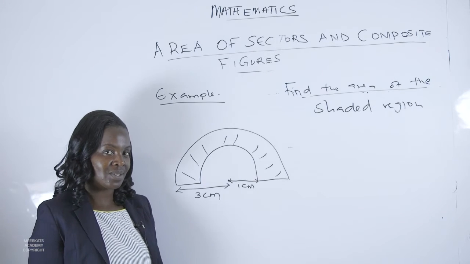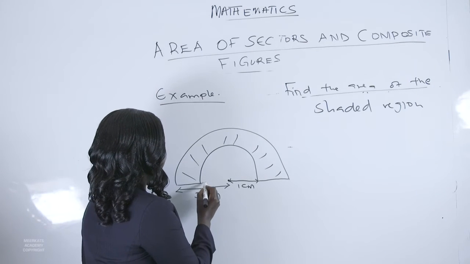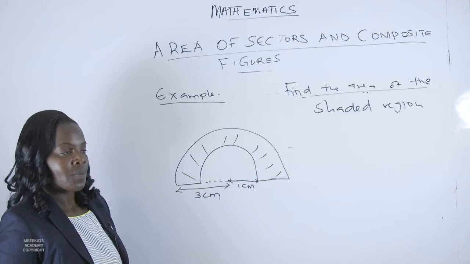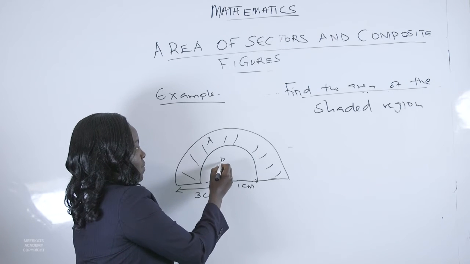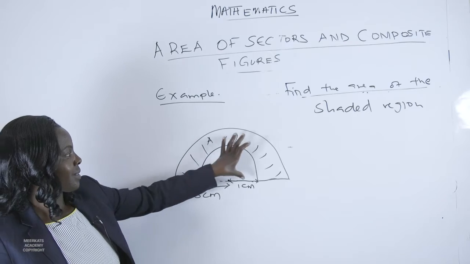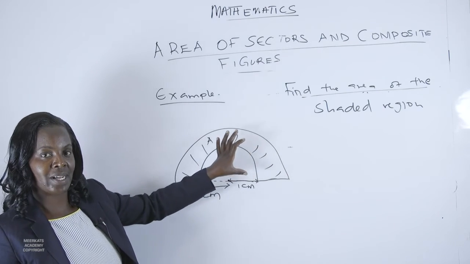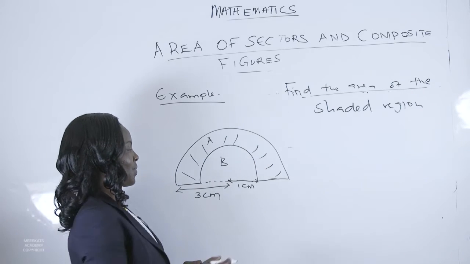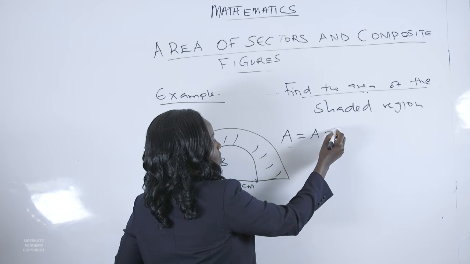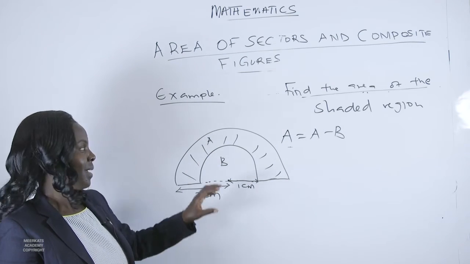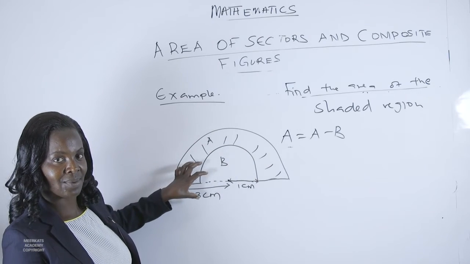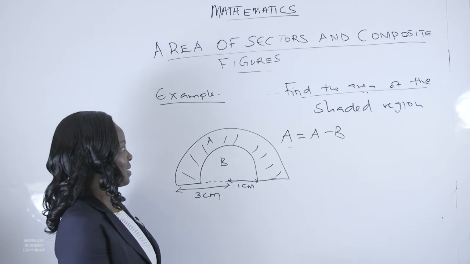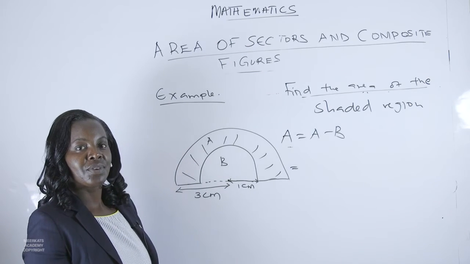How do you calculate the area of that shaded region? We will calculate the area of the larger semicircle, then subtract the area of the smaller semicircle. So area A covers the whole of this part without removing region B. Then B is the one that has been carved out. So let us see how to find the area of region A.